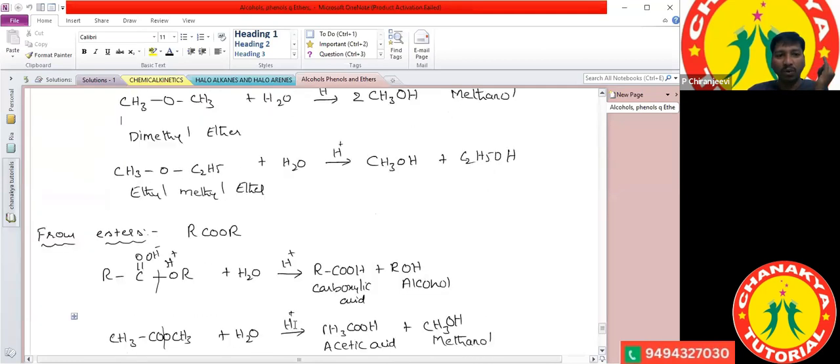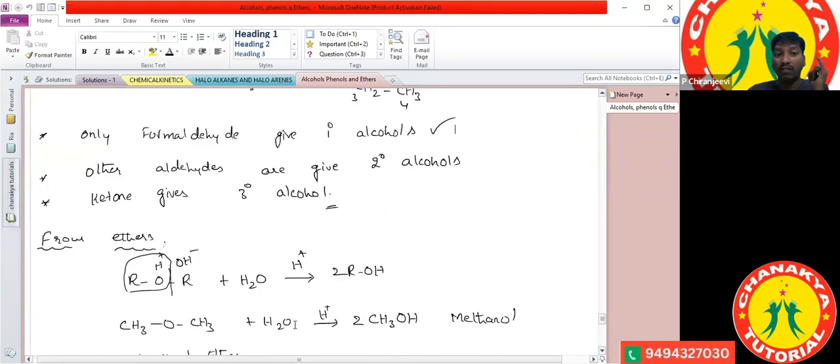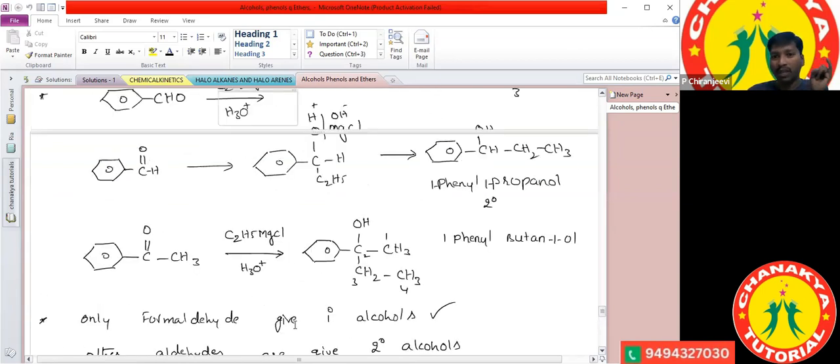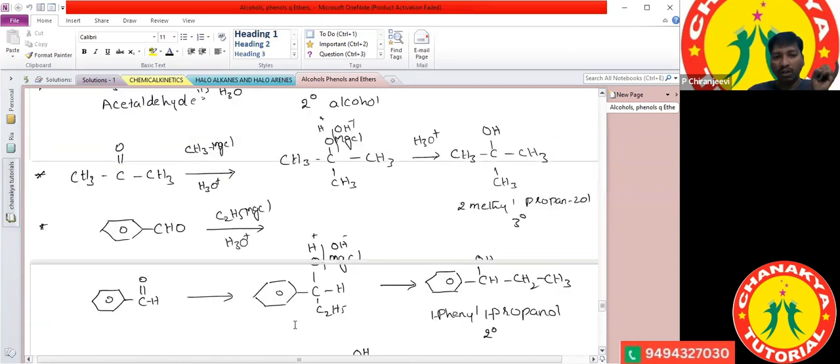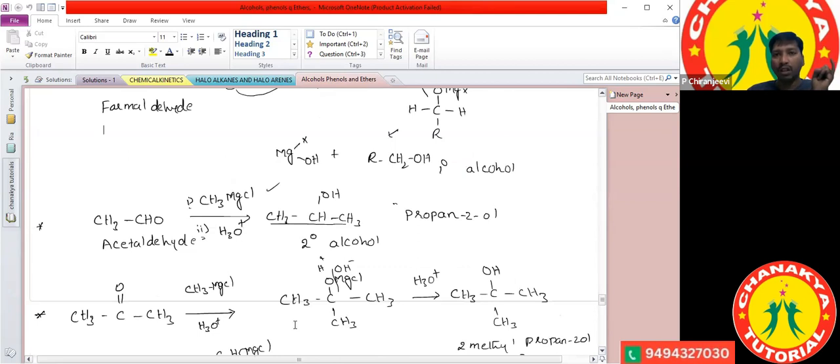So we discussed the preparation of alcohols from carbonyl compounds only. In that, how are we going to prepare alcohols from the carbonyl compounds? Actually, we had seen two methods. One is the reduction reaction. If the carbonyl compounds undergo the reduction reaction, they form alcohols.